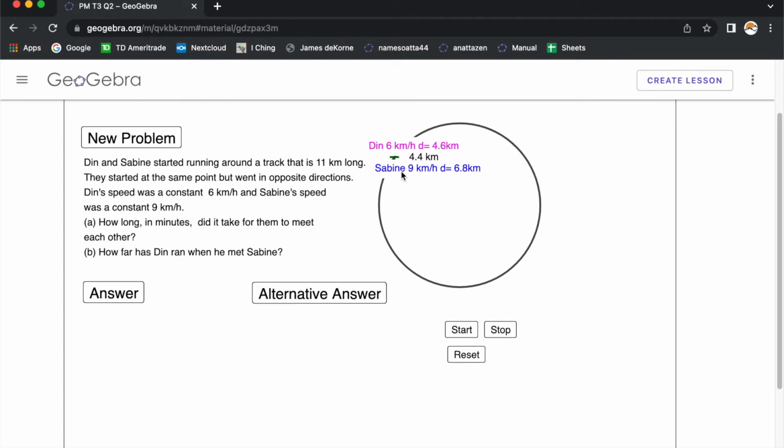As you can see, when they meet, the distances covered by both of them will add up to the total distance of the track itself. Right, so that is the first fact we can see here. And the second fact is that when they meet, the time of travel for Dean is also equal to the time of travel for Sabine.